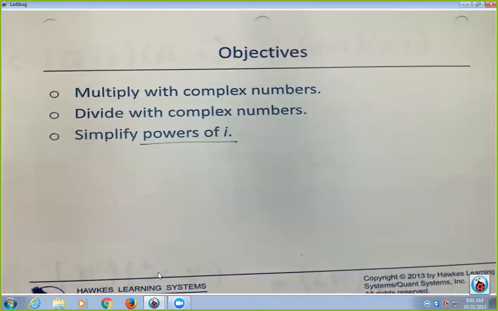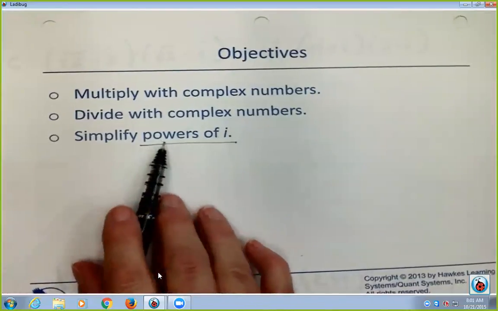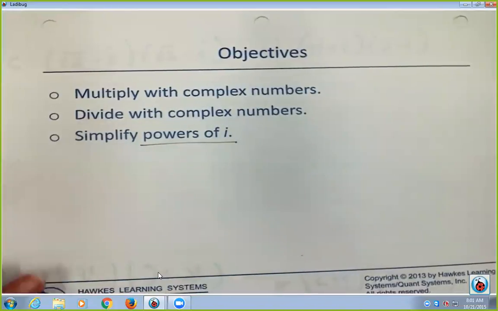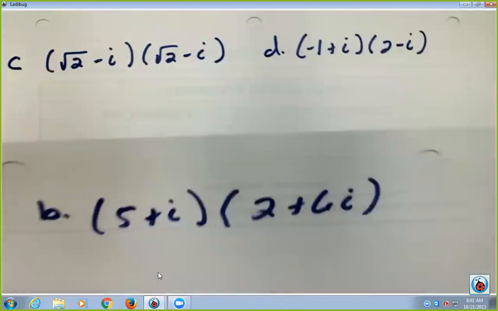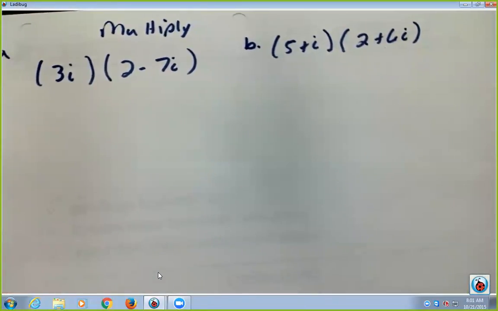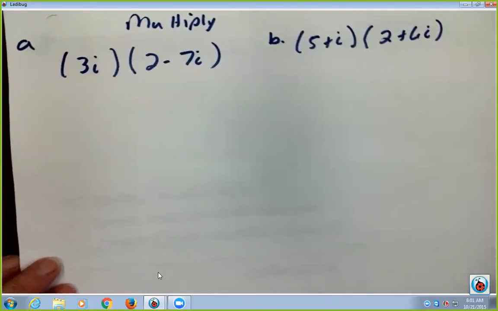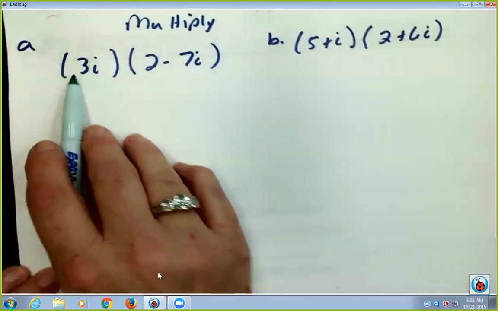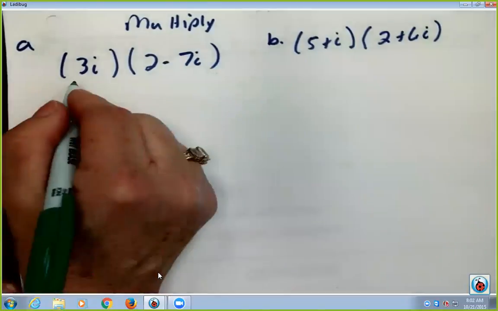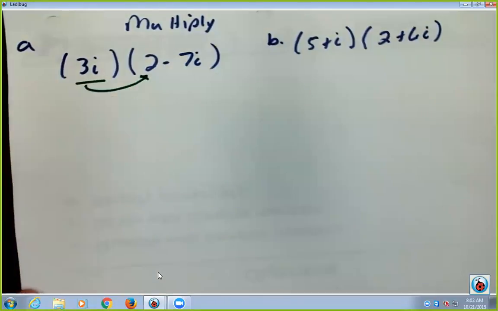And getting that in place as well. So we've got our powers of i and our complex multiplying and dividing with complex numbers. So let's take a look at what happens when we multiply these things. As we look at our multiplications, if we have a monomial times a binomial, all we need to do is distribute. And again, we've been distributing since way back in basic algebra.